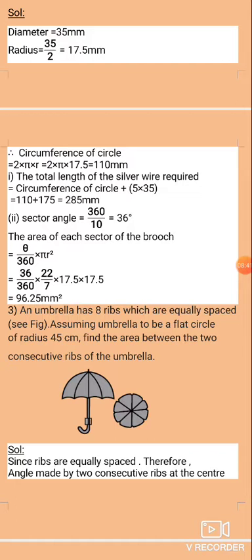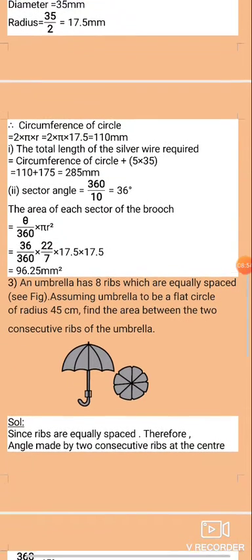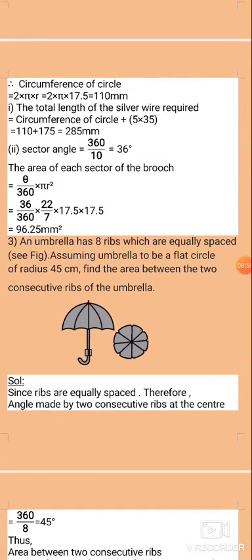Now listen carefully. The umbrella has 8 ribs which are equally spaced. Now if it is 8 ribs, central angle is 360 degree. That 360 divided by 8 we need to find out. So to get the angle, 360 by 8 is equal to what? 45 degree. Now find the area between the 2 consecutive ribs means what? The area of a sector.